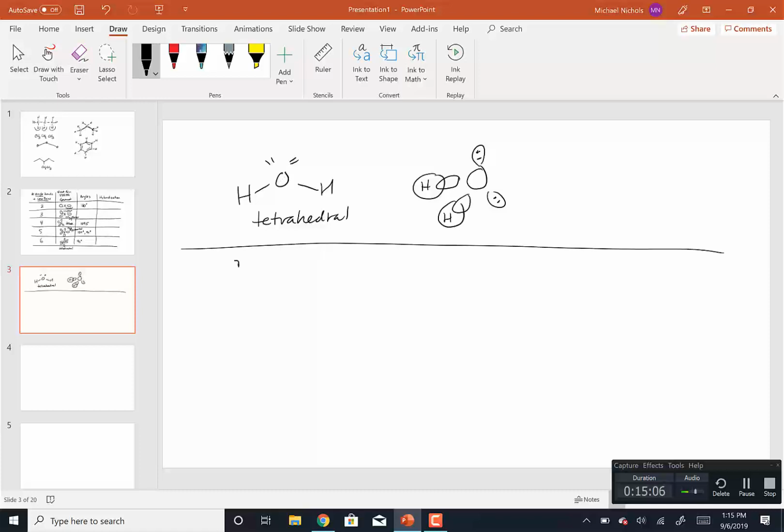Methane is CH4, that's the molecule methane. Methane is a gas. It is the major component of natural gas. It comes out of both ends of the cow. It is a very potent greenhouse gas.